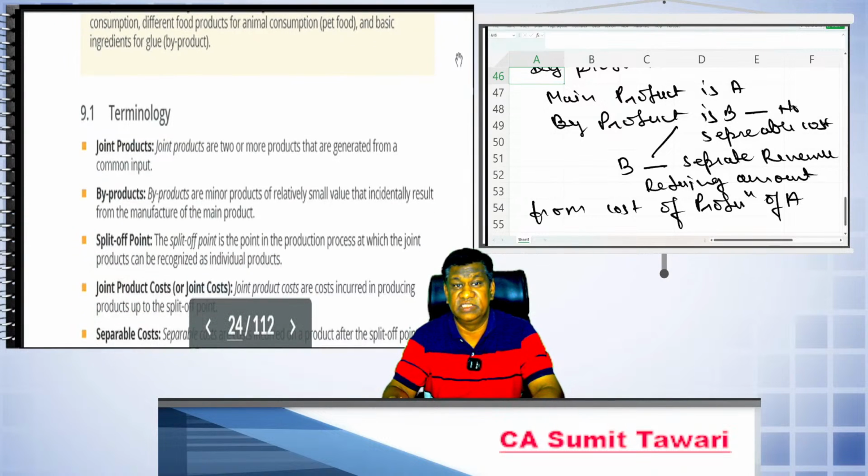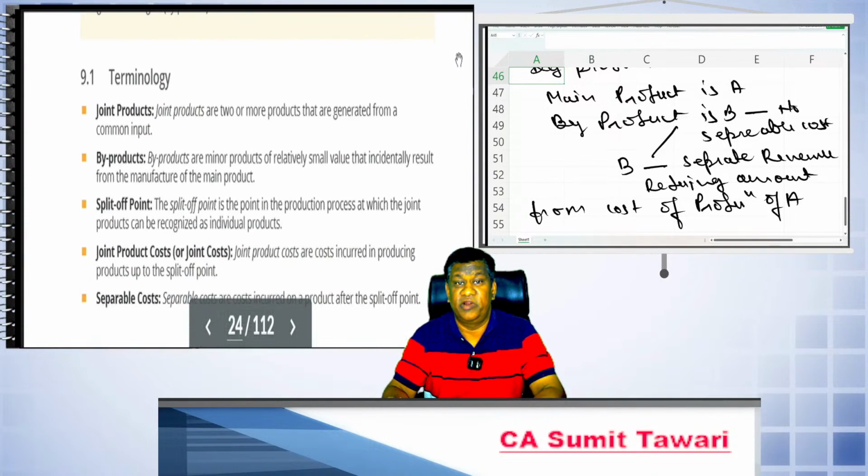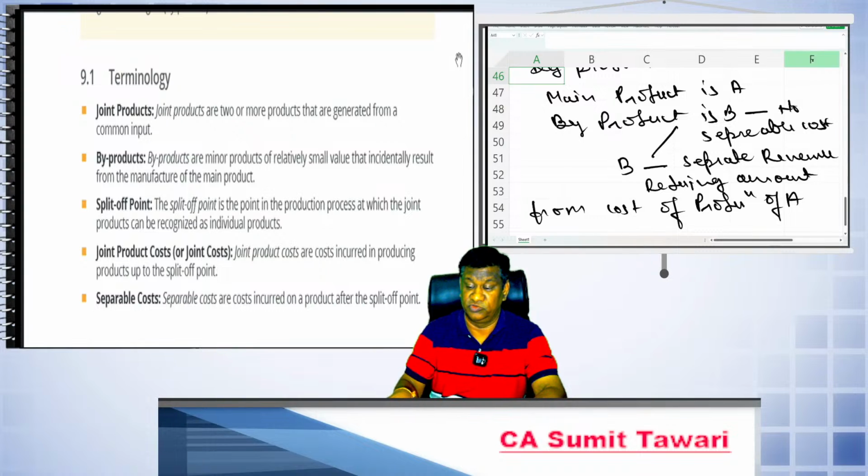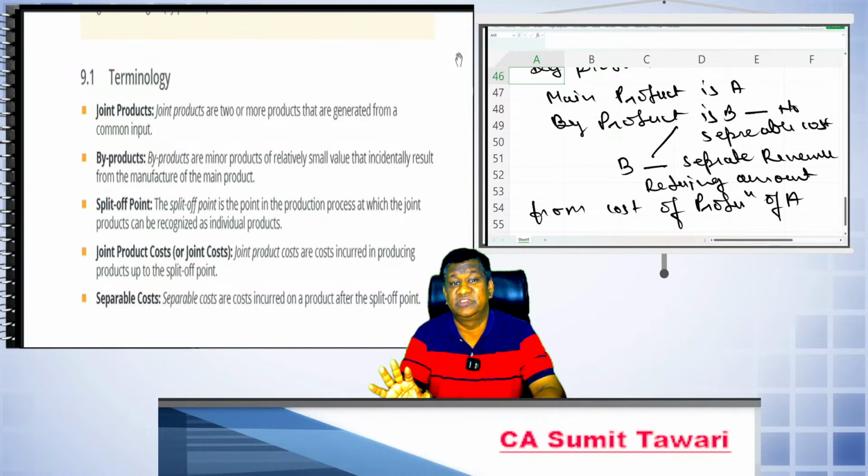Okay, so we can see the terminology. Joint products are two or more products that are generated from the common input. Byproducts are minor products of relatively small value that incidentally result from the manufacture of the main product. So our intention is not to produce the byproduct. It is basically some scrap that arises, and that carries commercial value. Okay, split-off point.